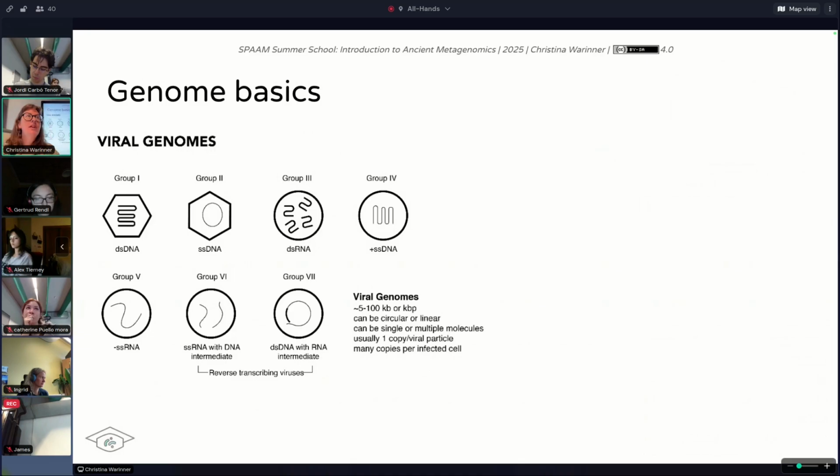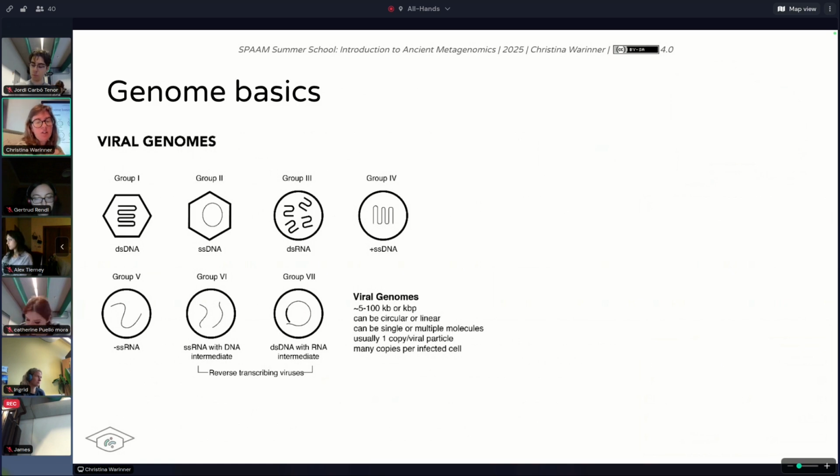And so if you're interested in viruses, you really have to know something about their genomes and how they're organized and how they're composed in order to come up with a good design. They're typically between about 5 and 100,000 base pairs long. Again, those are some of the smallest genomes that are known to exist.